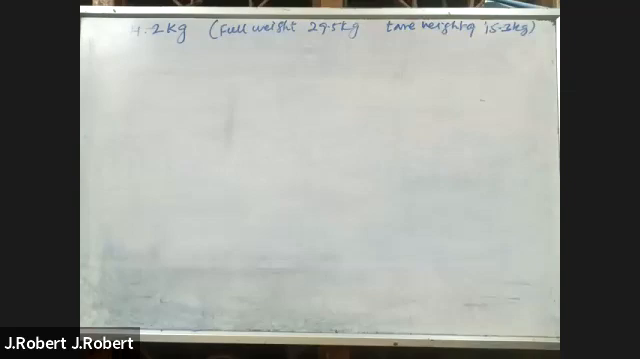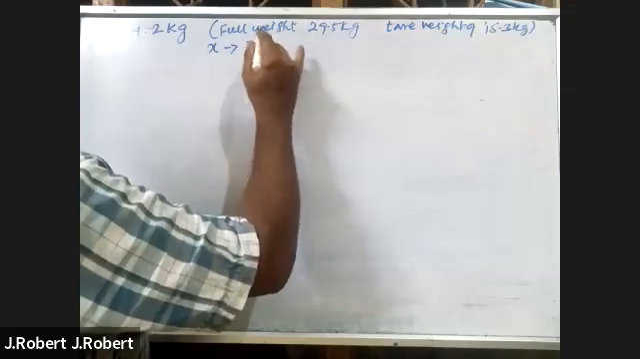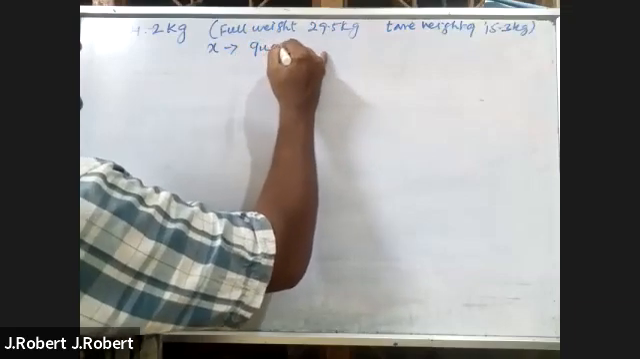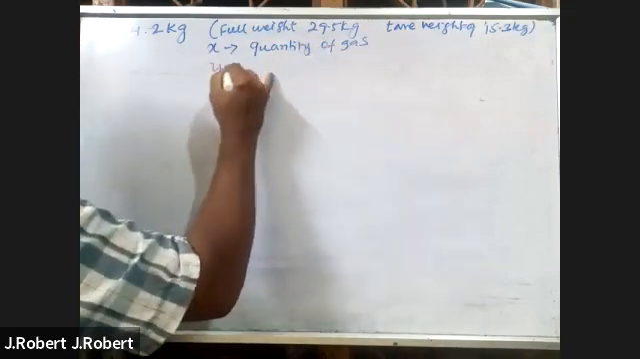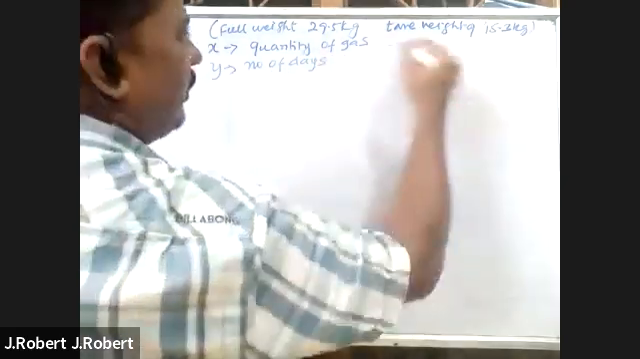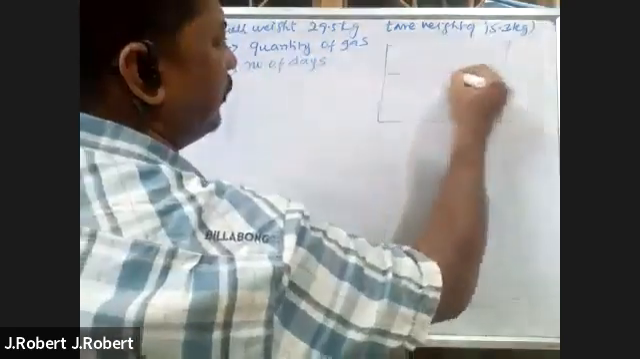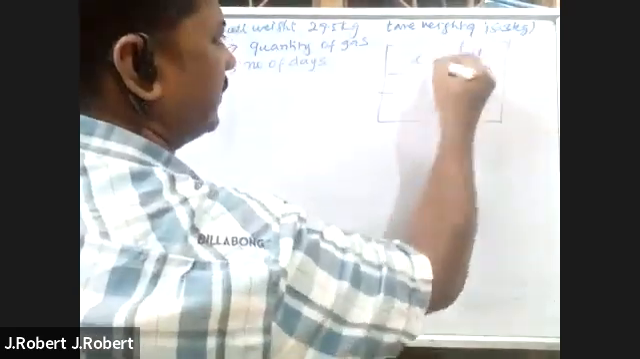The cylinder becomes empty in the first 24 days. We have to find out the relation between these two things, the quantity of gas and the number of days. For that I take two variables. X is the variable denoting the quantity of gas, and Y is the variable for the number of days. Now we can make a nice table. See how I bring two points. X, Y, we can take this as X1, Y1.